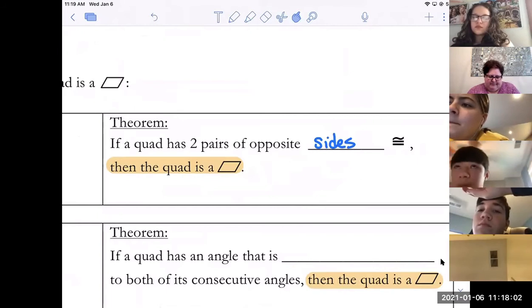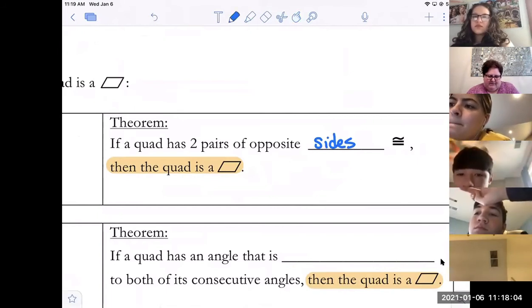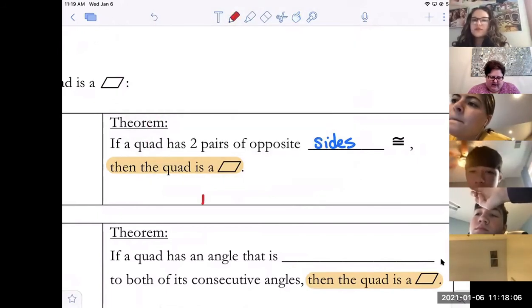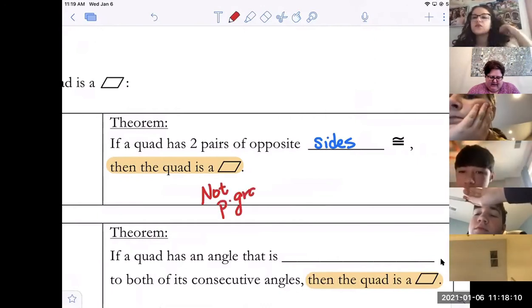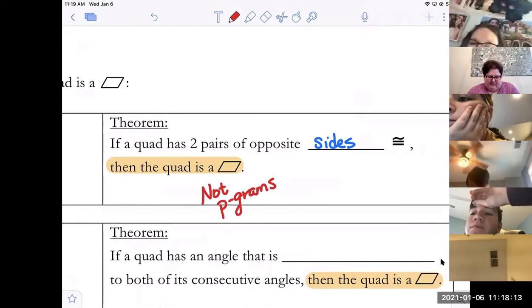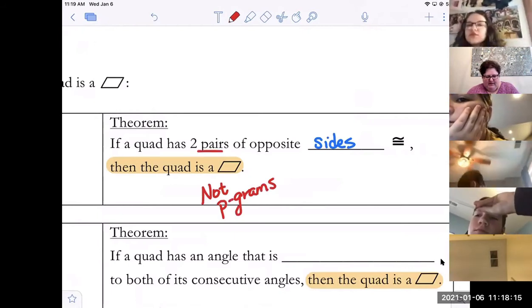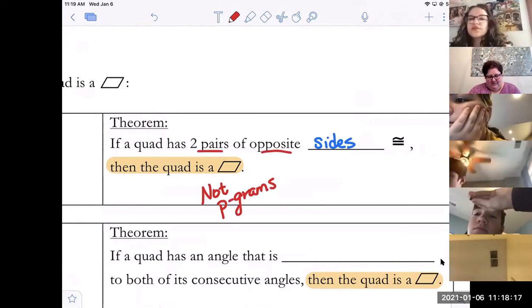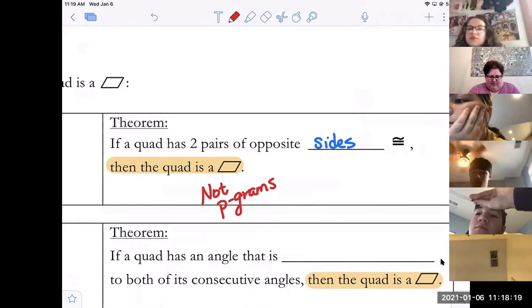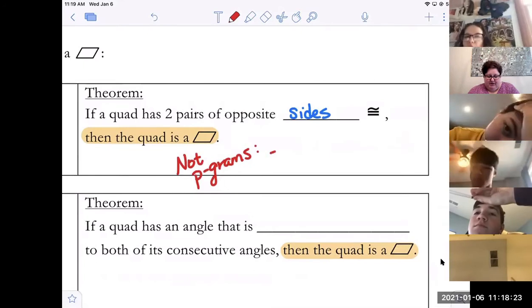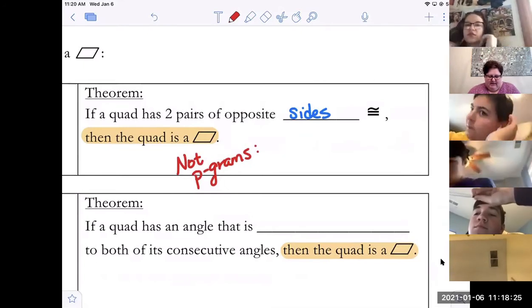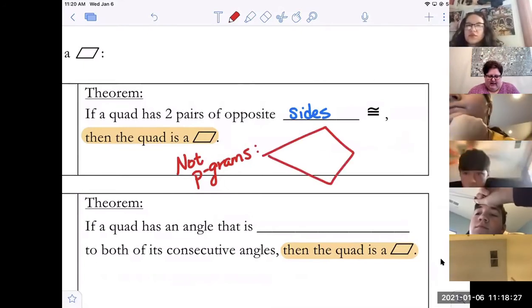Now let's do opposite first. Here are things that are not parallelograms. I'm going to give you things to watch out for, because sometimes students leave out the words like two pairs, leave out the words like opposite. And so I want to make sure you understand why you have to have those words there. Otherwise it won't be true. So what is that thing?